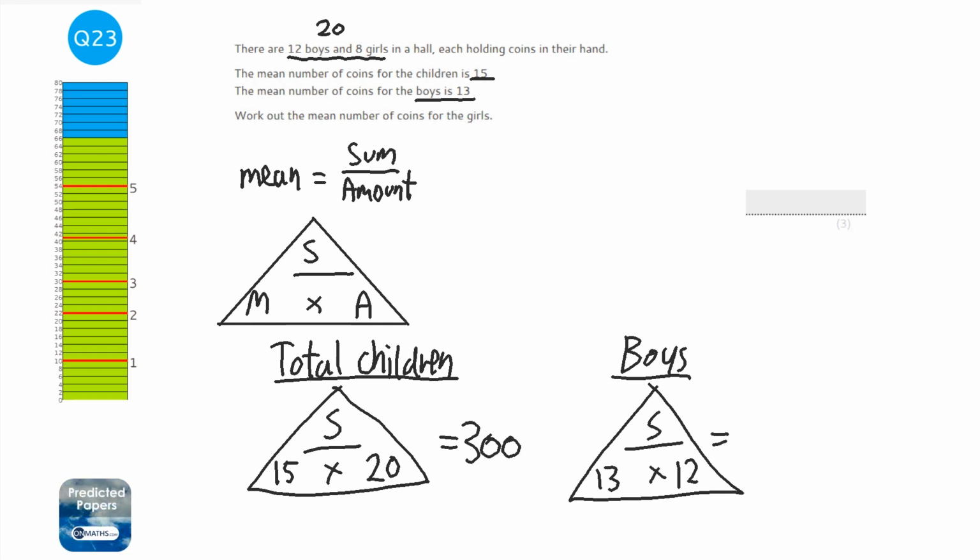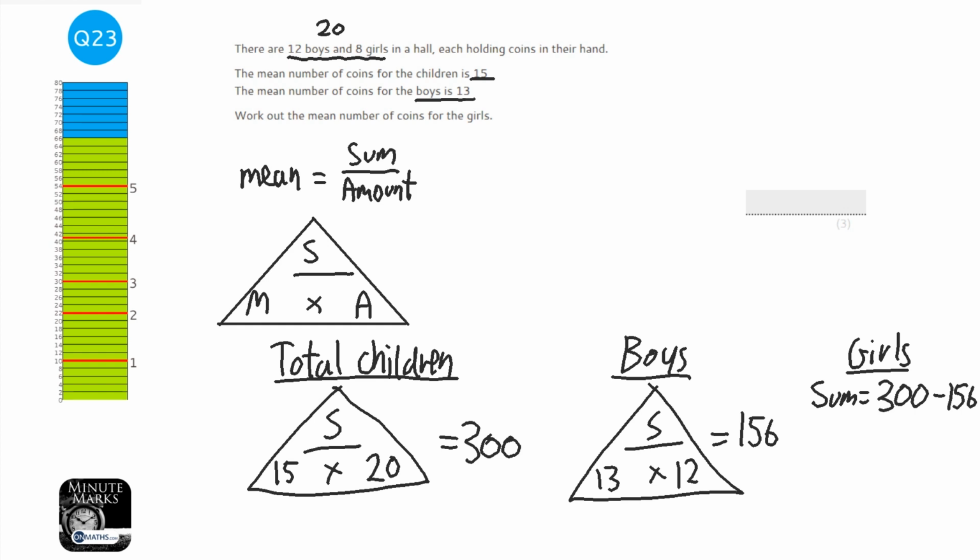So we'll do 13 times 12, which is 156. So to work out the sum of the girls, we're going to do the sum of all the children, which is 300, take away the sum of the boys, which is 156. So we'll do 300 take away 156, which is 144.